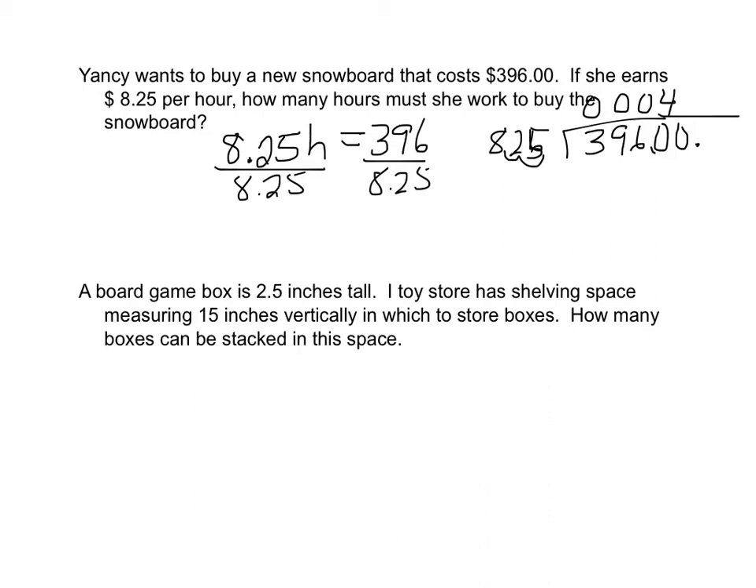We'll say 4 times. 4 times 5 would be 20. 4 times 2 is 8, plus 2 is 10. 4 times 8 is 32, plus 1 is 33. Let's go ahead and subtract. Okay, and I'm going to bring down my other 0.